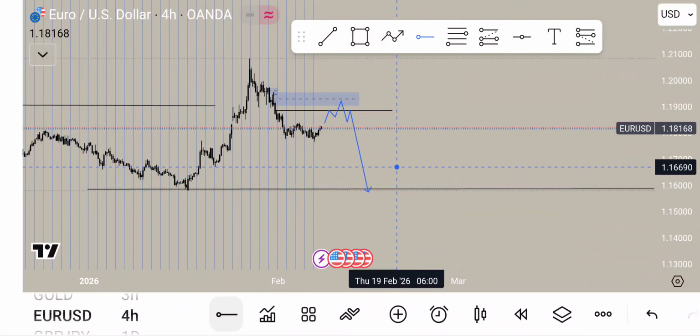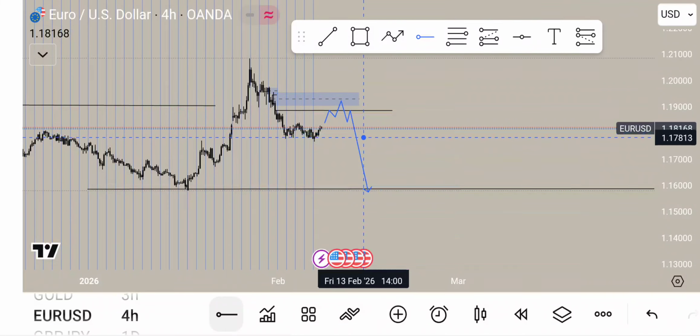So this is my expectation on Euro USD, which I have drawn from DXY, because the dollar index is telling me to buy dollar, and if I'm buying dollar, obviously I should be selling euro. Thank you.